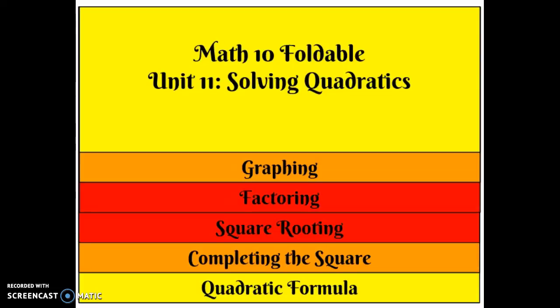Okay, today we're going to go ahead and talk about the last tab in our foldable. And again, our foldable is on solving quadratics, which is Unit 11 right now. And we're going to go ahead and talk about the quadratic formula.